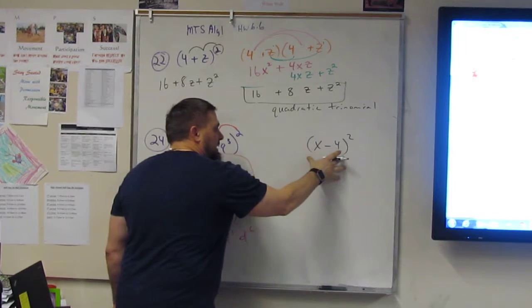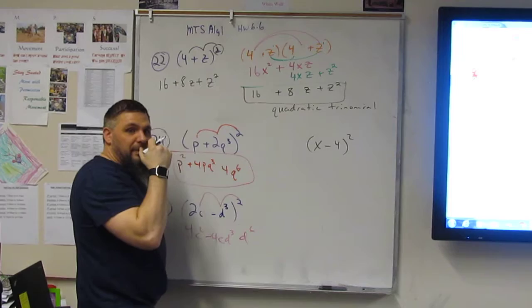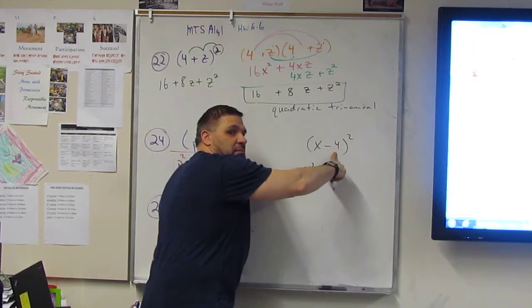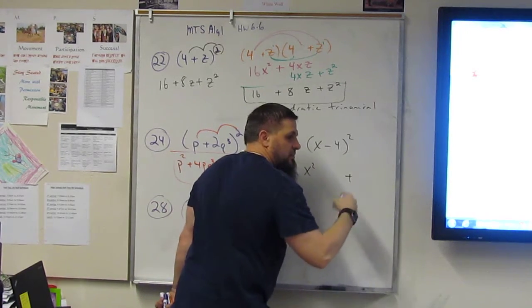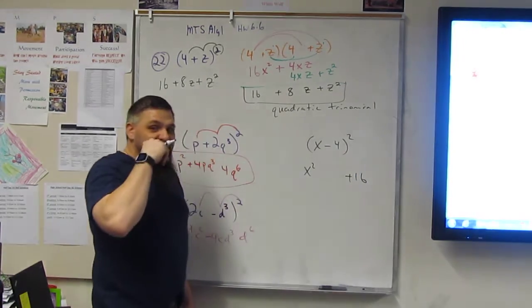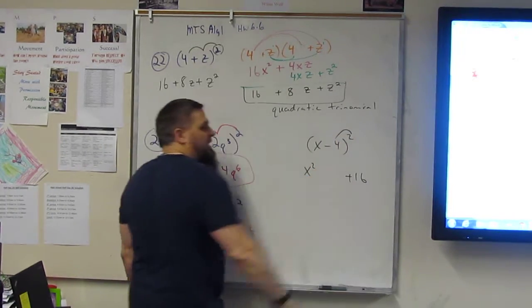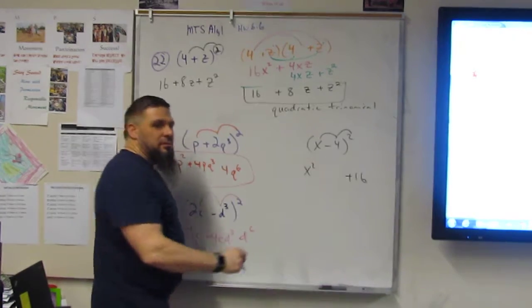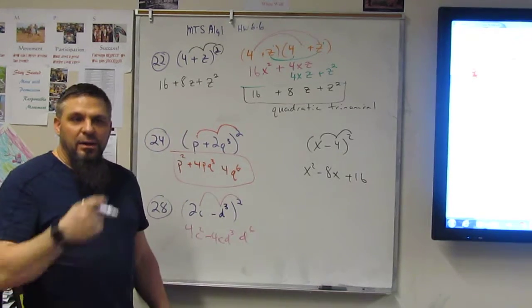So you get something like this. You would say, what's x squared? x squared. What's negative 4 squared? Negative 16. No, I'm just kidding. Positive 16, right? Negative times a negative is a? Okay. 2 times negative 4? Negative 8. Okay, negative 8 times x. And that's how you do that one, okay?